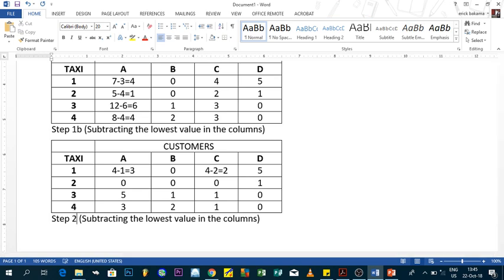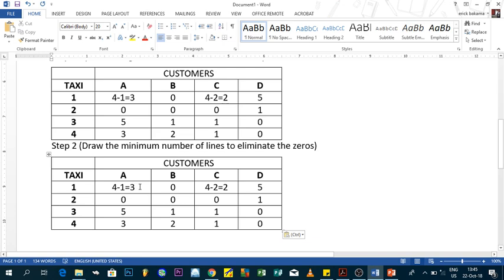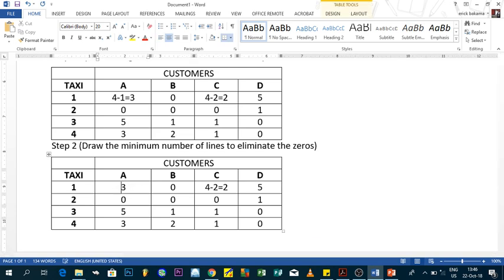So we have step 2 that we need to minimize. We need to draw the minimum number of lines to eliminate the zeros. So we will do that using again the most recent table, which is from step 1b. Now from here, what we do is we get a 3. I remove again the calculation part so that we are on the same level. So this is the new table that we have.